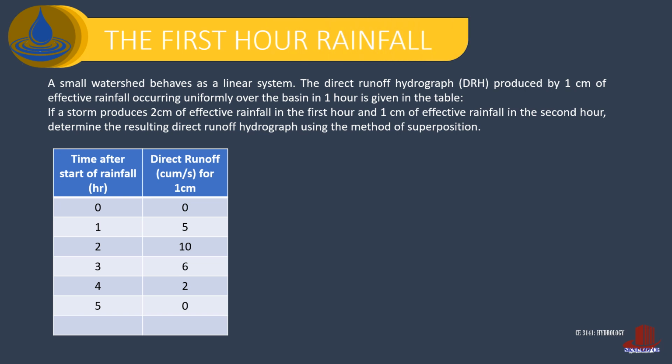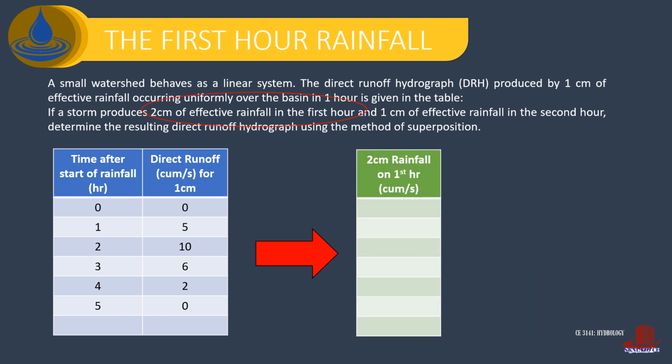There are 2 events during the storm. At the first hour, the storm produced 2 centimeters of effective rainfall. Since the duration or time interval did not vary, we can simply multiply the runoff by 2, giving 0 for T0, 10 for T1, 20 for T2, 12 for T3, 4 for T4, then 0 for T5.